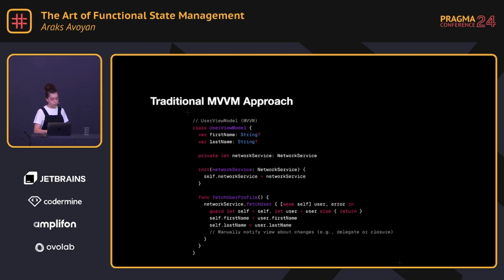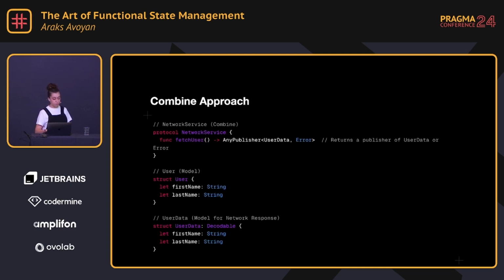Here, the user view model has properties for user data and a reference to the network service for fetching the data. The fetch user profile method triggers the network request using a completion handler. The completion handler updates the view model properties, but manually notifying the view about these changes might be required, using delegates or closures. With Combine, we can model user profile data as a publisher and use operators to handle the network request and update the UI declaratively.